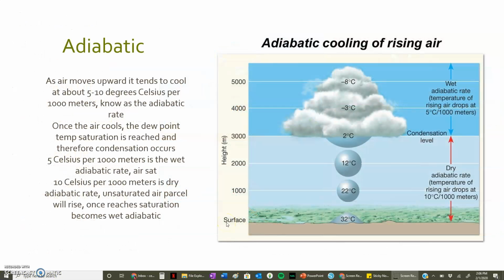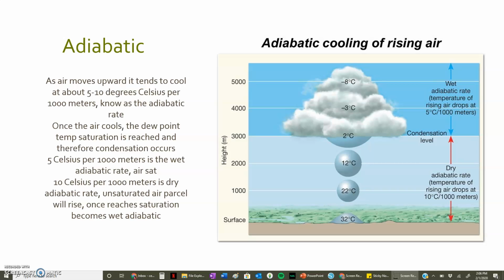As air moves upwards, it tends to cool at about 5 to 10 degrees Celsius per 1,000 meters, known as the adiabatic rate. Once the air cools, the dew point temperature saturation is reached and therefore condensation occurs. 5 degrees Celsius per 1,000 meters is the adiabatic rate, where air saturation is reached.